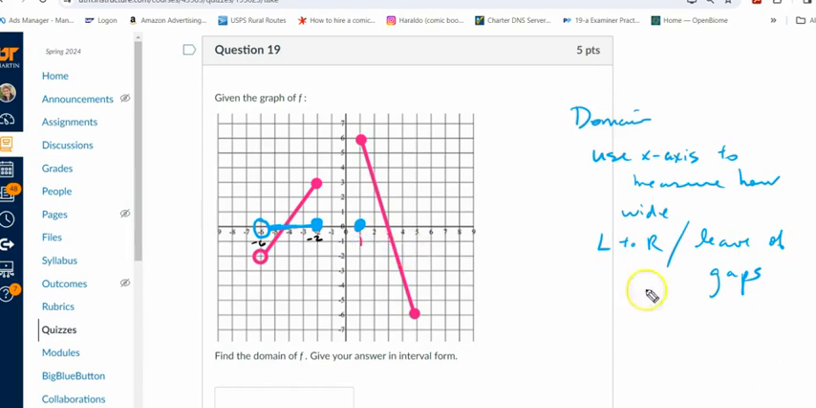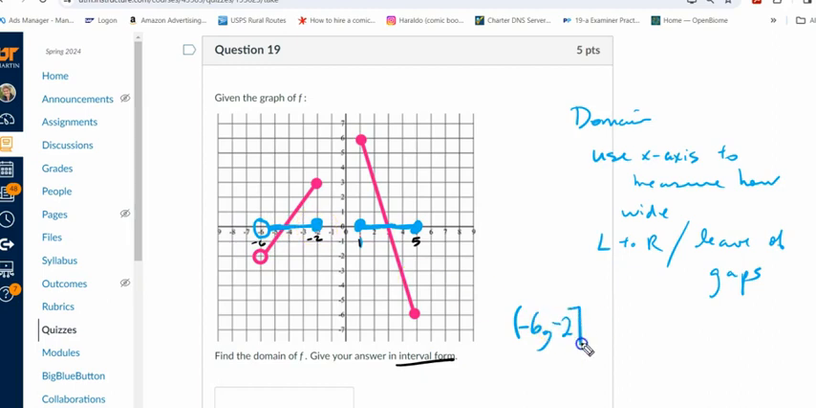And using the x-axis to measure how wide this second part is, I keep going until we get to 5, and 5 is contained. All right, so what I've drawn in blue is the domain. You have to give your answer in interval form. So you're going to need to read this off from left to right. So I'm starting at, but not including, -6. Then we continue until we get to -2, and -2 is included.